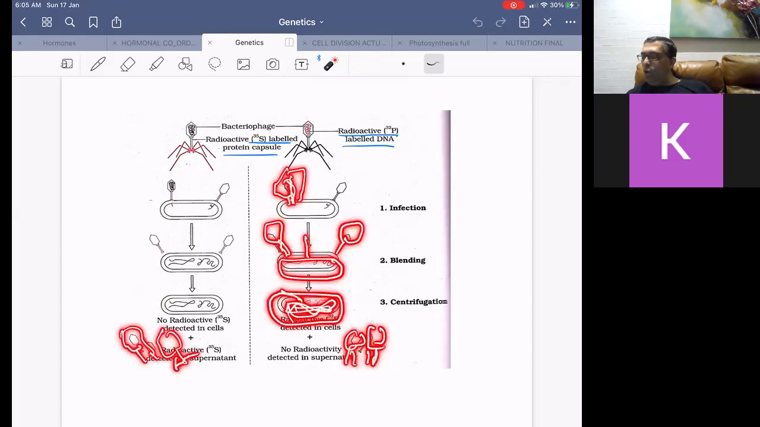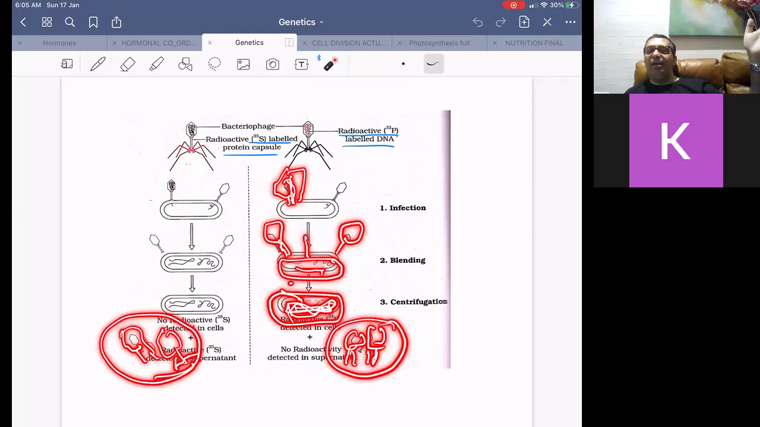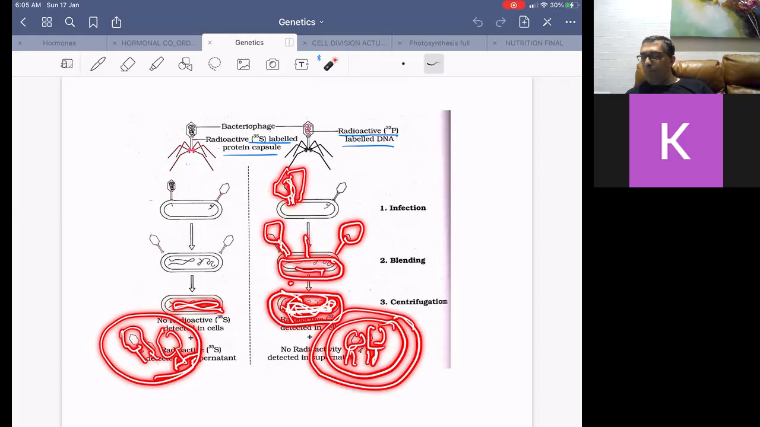But when P32 was allowed to enter the bacteria, the sedimented bacteria had radioactivity, but the capsids did not. So in the initial experiment, S35 got radioactivity in the supernatant, but the bacteria did not have radioactivity, because P32 was not there. And in the second experiment the bacteria had radioactivity because it contained P32, the genetic material, and the supernatant did not have radioactivity because S35 was not there, and proteins became part of the supernatant. S35 became a part of the supernatant in the first experiment.